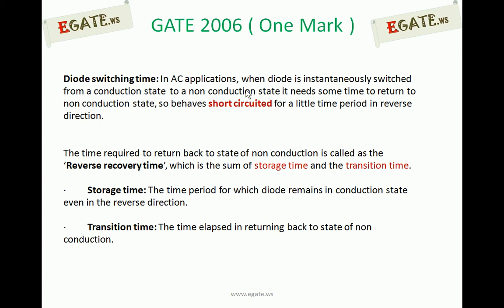Storage time is the time period for which the diode remains in conduction state even in the reverse direction. Even though the diode is reverse biased, it will be in conduction state during storage time. Transition time is the time elapsed in returning back to the state of non-conduction.